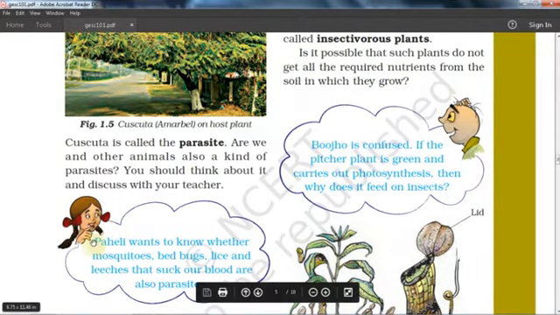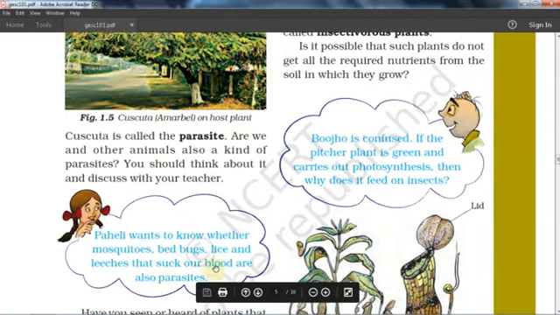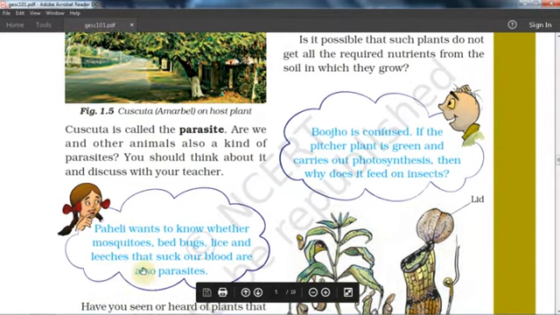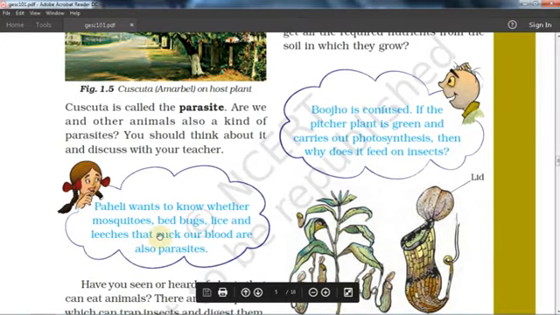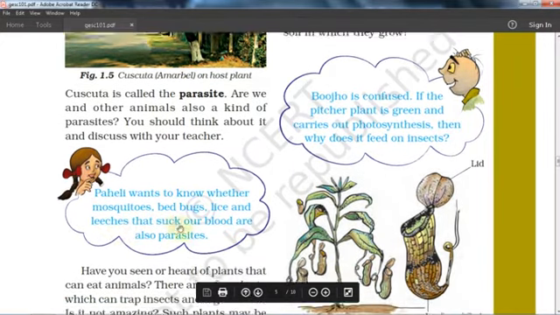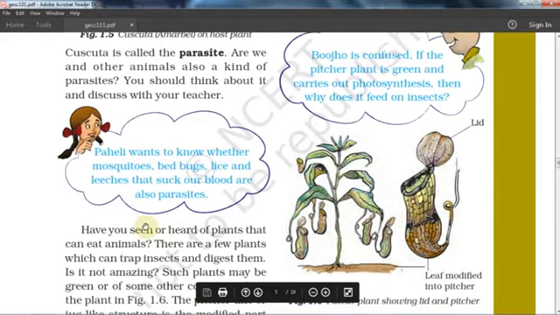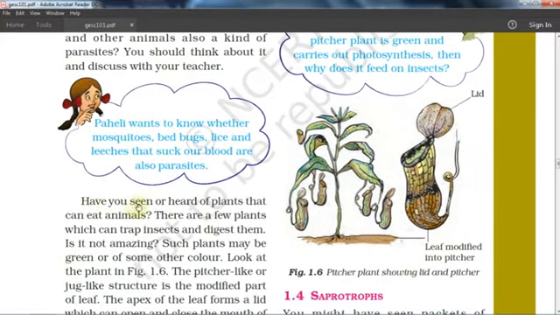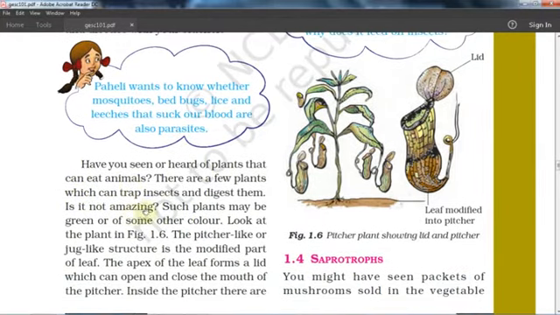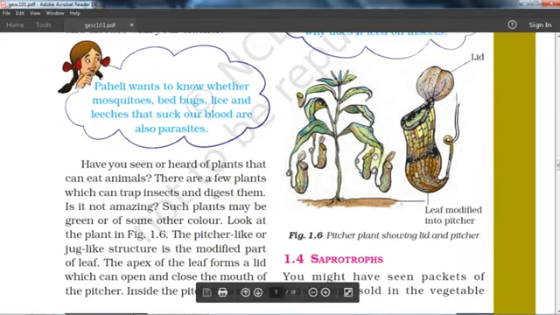Now, Paheli wants to know whether mosquitoes, bed bugs, lice and leeches that suck our blood are also parasites. In the case of leeches and lice, you can say yes. Have you seen or heard of plants that can eat animals? Yes, obviously. We call them insectivorous plants, like the pitcher plant. This is a pitcher plant.